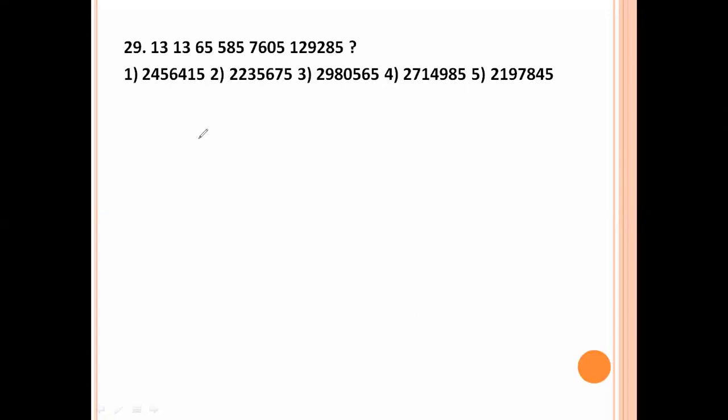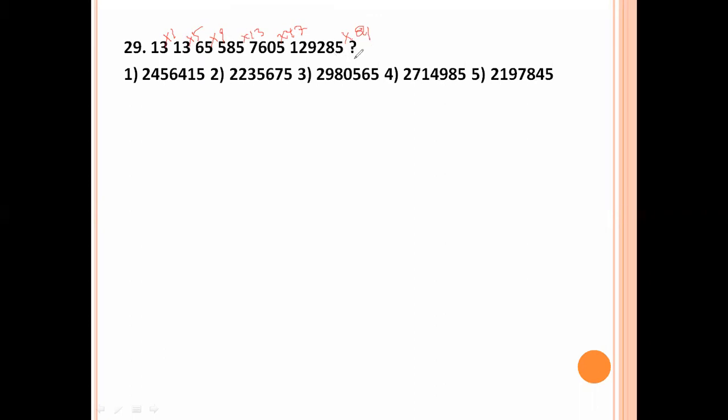13, 13, 65, 585, 7605, 129285, question mark. Here also the difference is more, means multiplication. 13 times 1 is 13, 13 times 5 is 65, then 9. 1 plus 4 is 5, 5 plus 4 is 9. 9 plus 4 is 13. So 13 into 13 into 17 into 21.